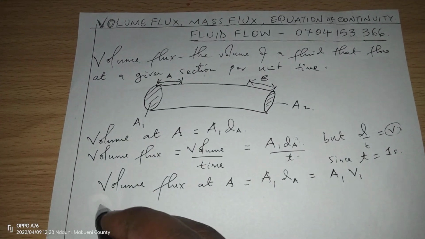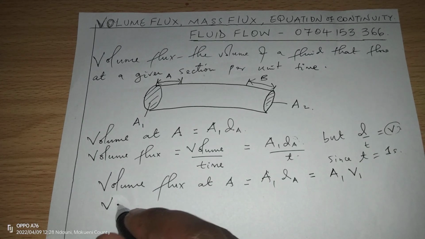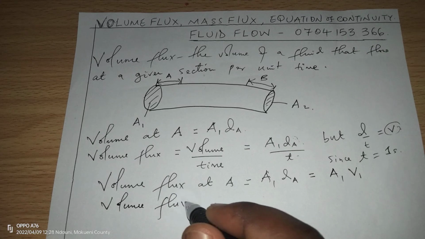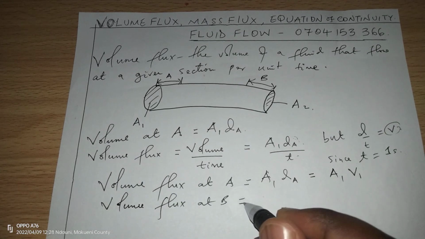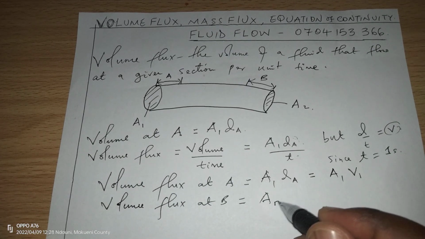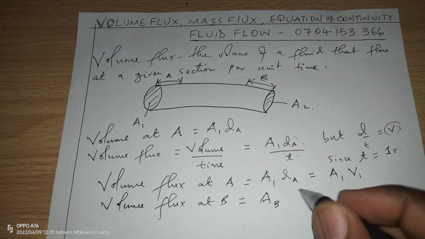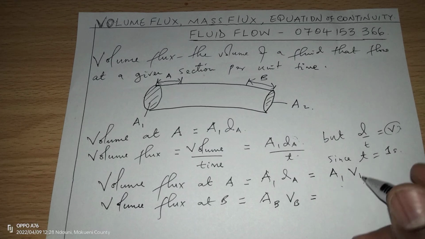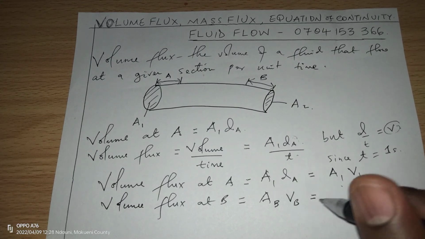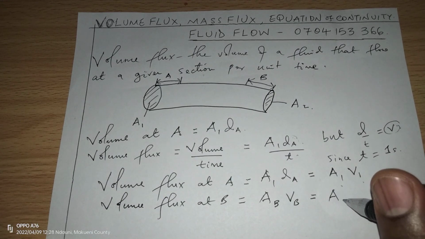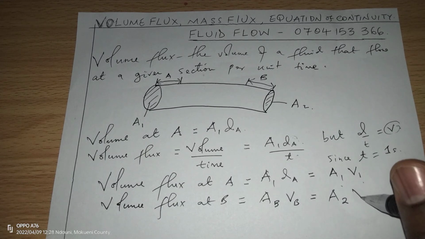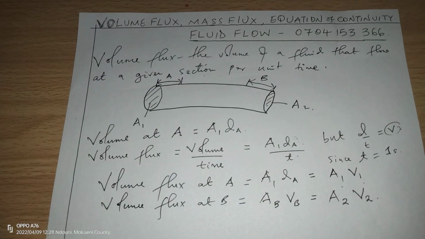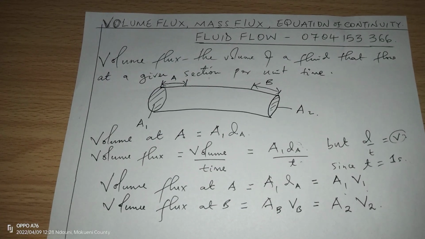So this means that now at B, we shall just have the same copied on the other side. Volume flux at point B, we will have the cross-section area there at B times the velocity at B. We just give them 1 and 2. For B, we use area at B, we call it area 2, and velocity at B, velocity 2. Therefore, that is what we call volume flux.